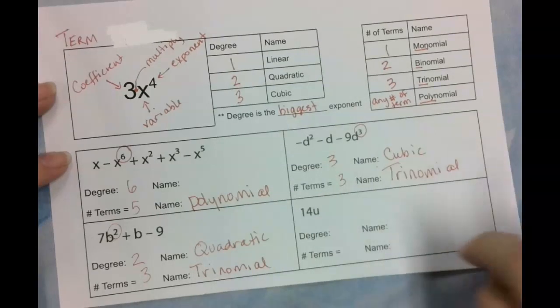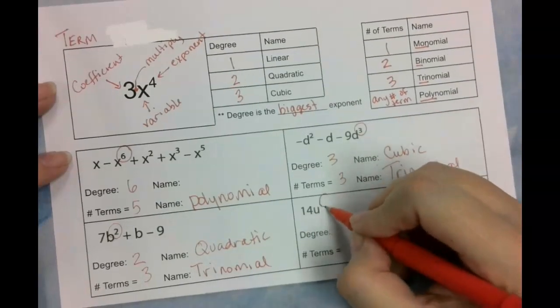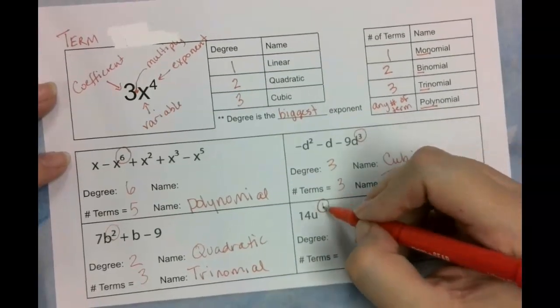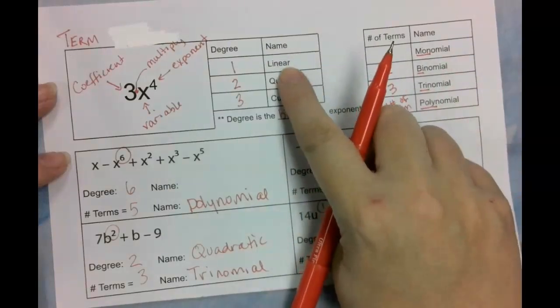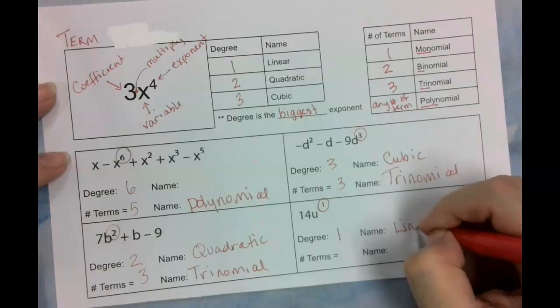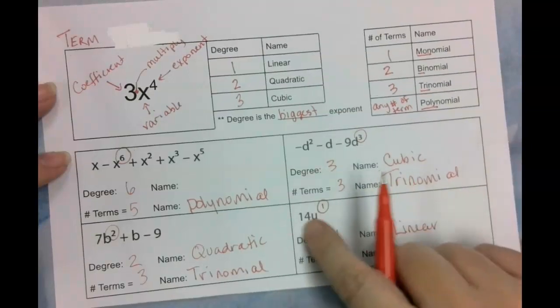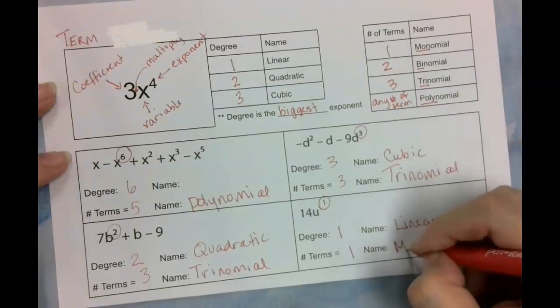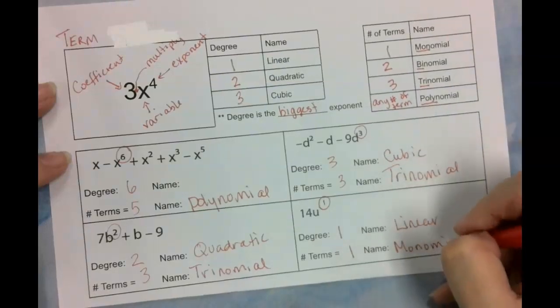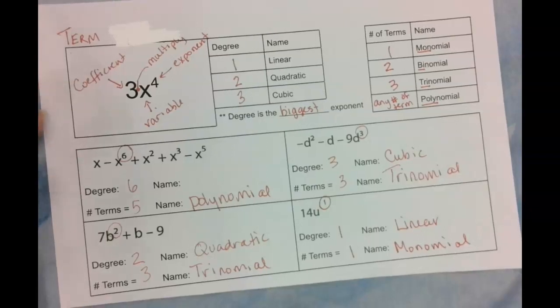And then this one, what degree is it? If there's nothing written up there, it's a 1. So it's a degree 1. So that's a linear. And how many terms do we see here? We just see one term there. So that's a monomial. You'll be doing an IXL that uses these terms.